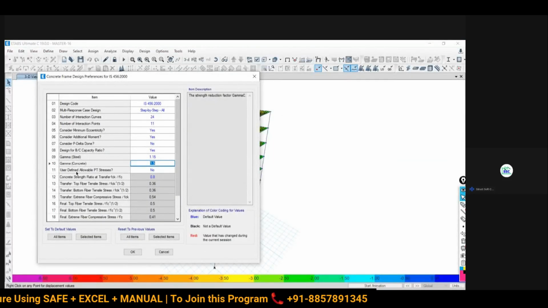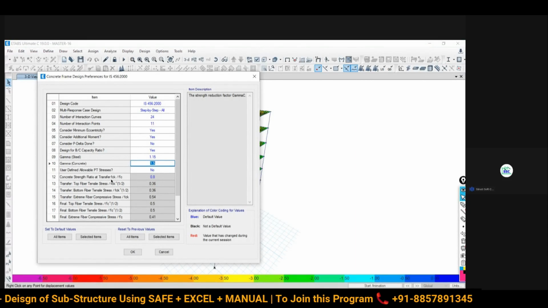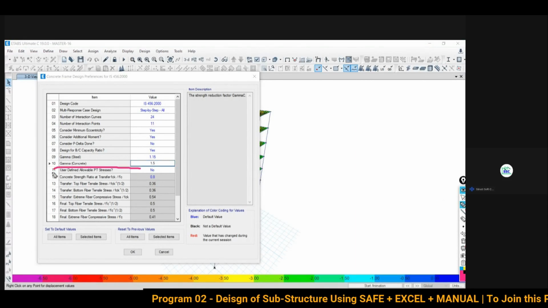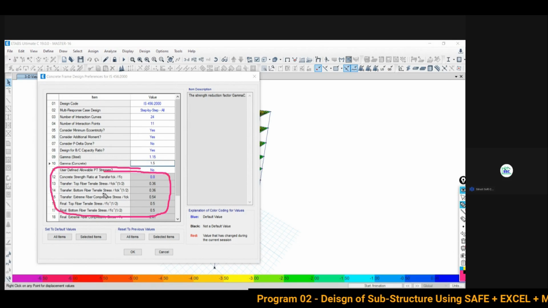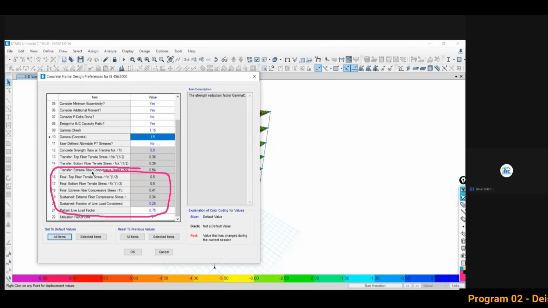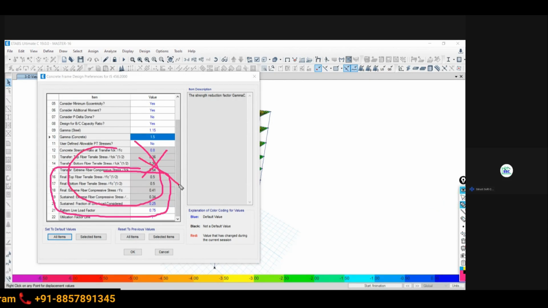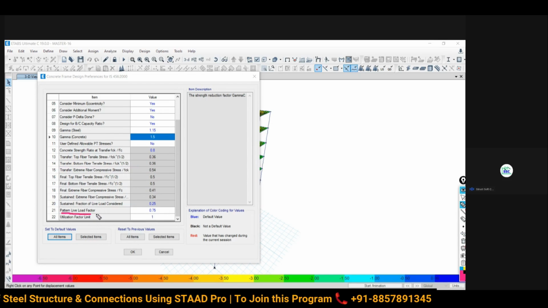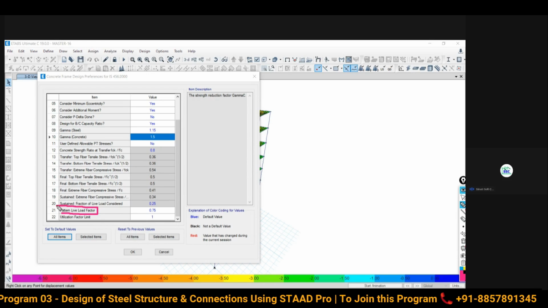Now, coming to pre-stress design, all these parameters we don't need to focus on. These parameters for post-tensioning and pre-tensioning, pre-stressed structures, are important for those RCC structures, but we are not going to talk about that. It is not important. Our concern is the pattern live load factor. You all are with me?